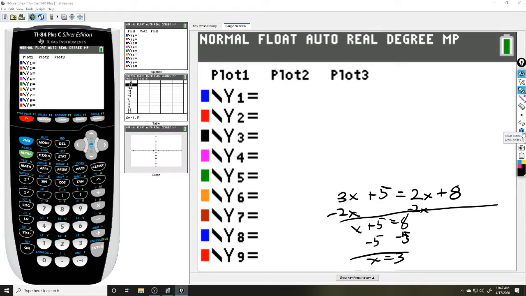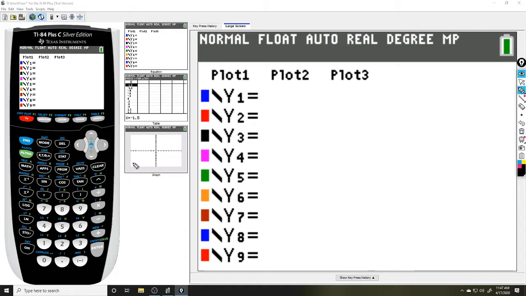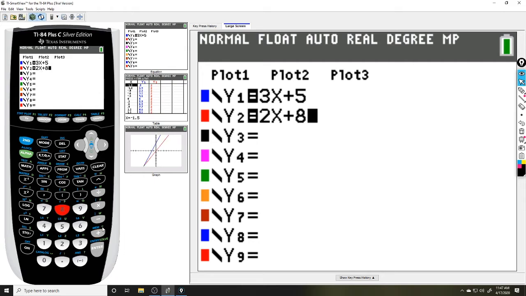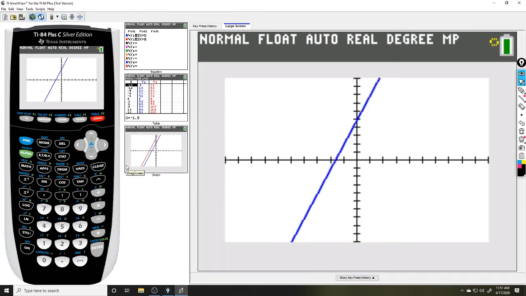Now, 3x plus 5 equals 2x plus 8. So what I can do is I can put those graphs, one side of the equation into y1 and one side of the equation into y2. So I have 3x plus 5, I'm going to put that into y1, and I have 2x plus 8, and I'm going to put that into y2. So here's what those graphs look like, and what we're looking for to get this answer is the intersection point.